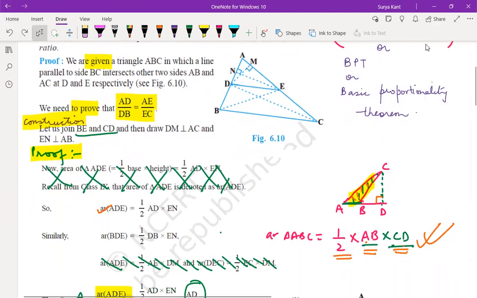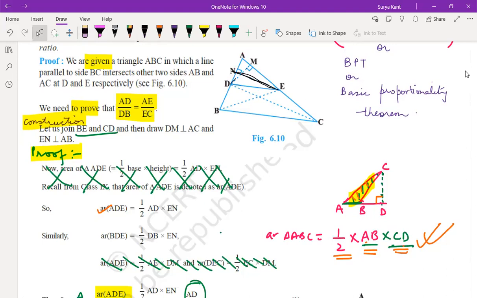So in the proof part, what we need to do, children? We should take this triangle ADE. What is the area of a triangle? You know, half base into height, and height is always perpendicular to the side. So if you look at this triangle, where is the 90-degree part? EN is coming, right, 90 degrees. This is 90 degrees over here.